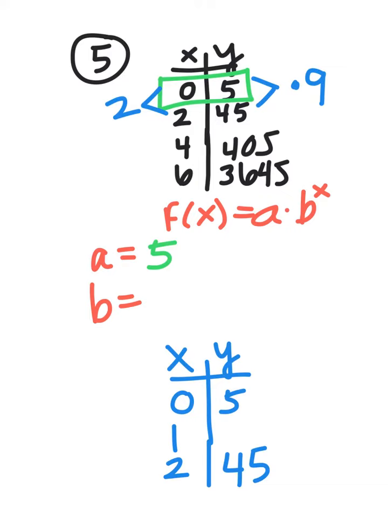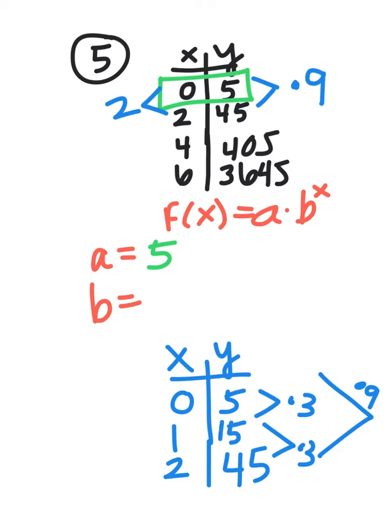And I'm multiplying by the same thing each time. So to do a total of times 9, I had to multiply by 3 twice. Multiplying by 3 twice is the same as multiplying by 9 over the two x values. So 5 times 3 was 15. 15 times 3 was 45, which gave me my total multiplication of 9.